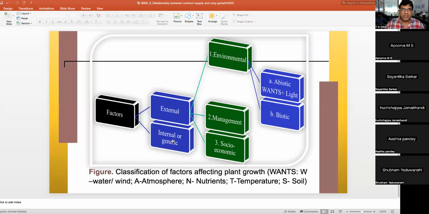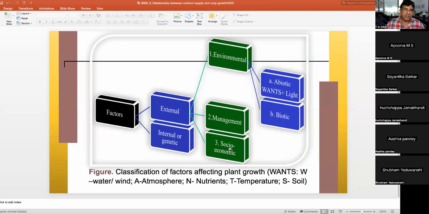External factors are three: environmental factors, management factor, and socioeconomic factor. Management factor is related to crop practices or cultural practices, like selection of seeds, selection of varieties, right time of sowing, water application, irrigation use, and application of herbicides, etc. All the factors or practices that affect the growth of the crop, besides the nutrient, are management factors. They affect the growth.